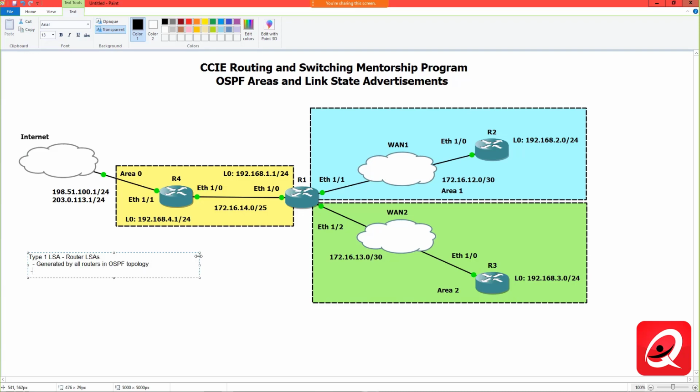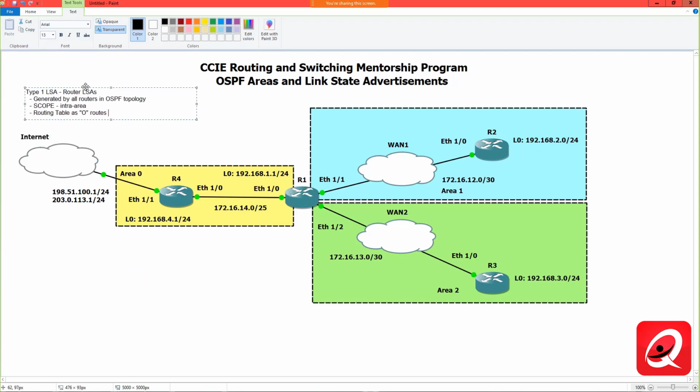And their scope is intra-area. All right? And they also show up in the routing table as what we call O routes. All right, so those are our type 1 LSAs.